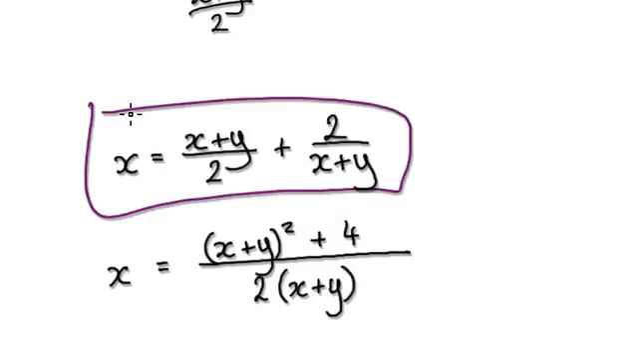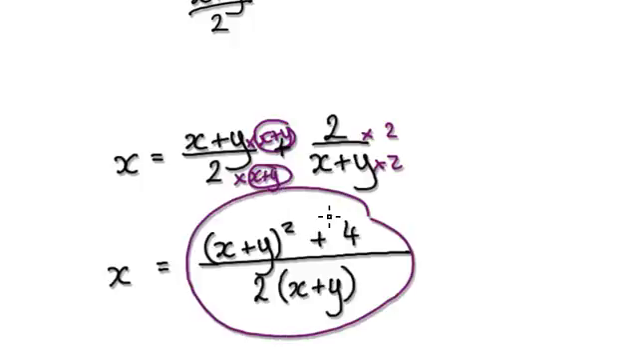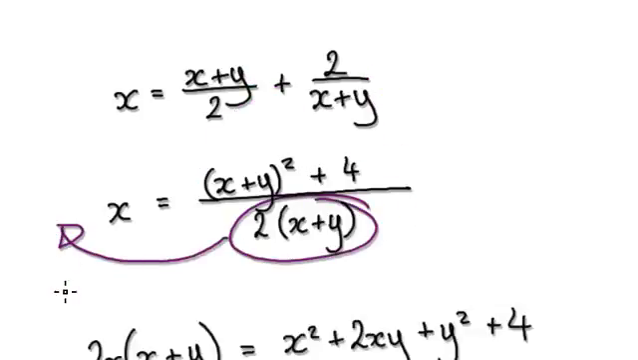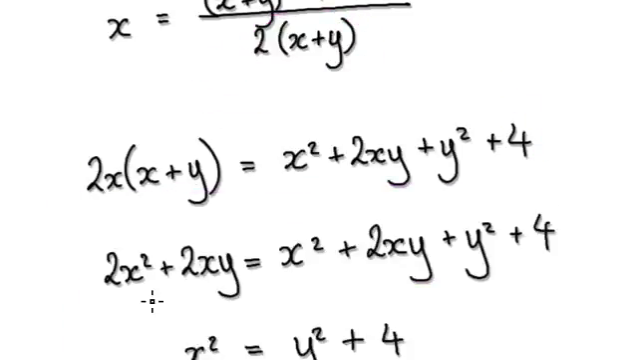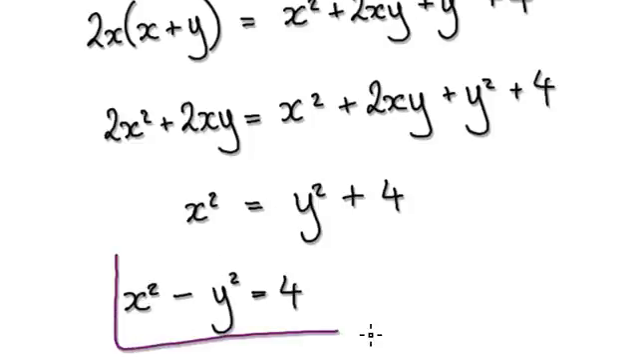Okay, so now merge these two. Now it's just a matter of tidying this up. Somehow get the two denominators to be the same. So on this side, times top and bottom by x plus y, and then over here times top and bottom by 2. That will then give you this, and then multiply this to both sides. So that will then give you this, and then just tidy up, and then it will then give you this.